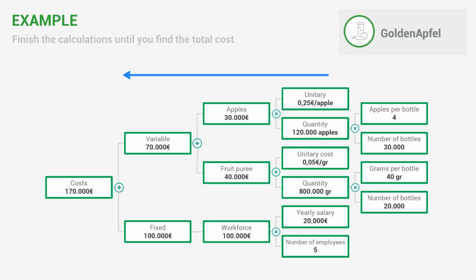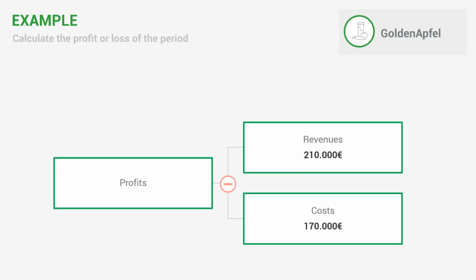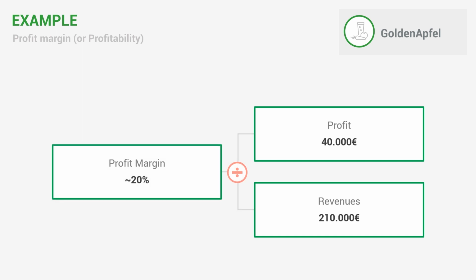In order to finally calculate the profit or loss, we must return to the original profitability tree. The values which we have just calculated for Golden Apfel's revenues and costs can be filled in on the branches of the tree. Given that the revenue is higher than the cost, we already know that the profit value will be positive. By subtracting the cost from the revenue, we find that the exact value for the profit of Golden Apfel is 40,000 euros. We can also calculate the profit margin. This is done by dividing the profit by the revenue. In this case, we obtain a profit margin of about 20%.